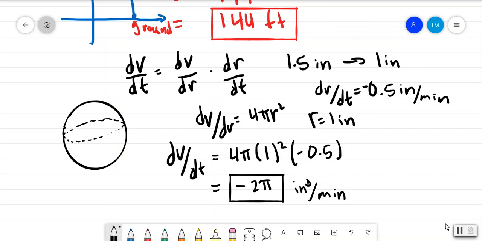So next you're going to be looking probably at implicit differentiation. And then furthermore, you'll be able to move on to rates of change with respect to time.